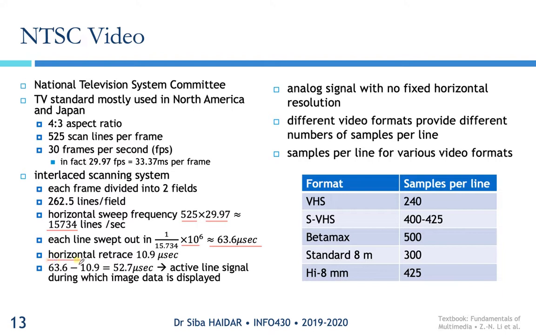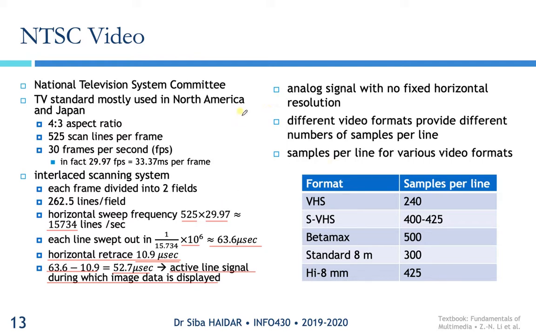The horizontal retrace takes time to be done, and in the NTSC video standard it is allowed to take 10.9 microseconds. So if the horizontal retrace takes 10.9 microseconds and the whole line takes 63.6 microseconds, what is the active line signal time? The active line signal time is the difference. If some of the time is for the horizontal retrace, then the remaining time, the 52.7, which is 63.6 minus 10.9, is called the active line signal, during which the image data is displayed. Okay, so this is for the active line signal.